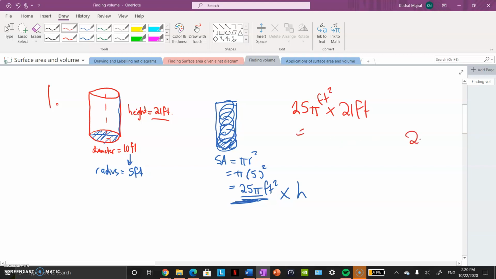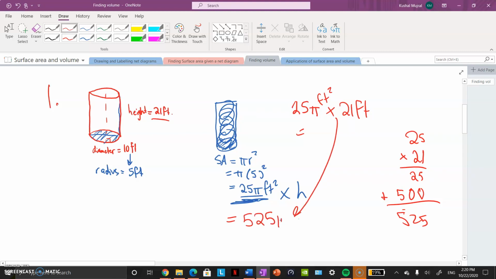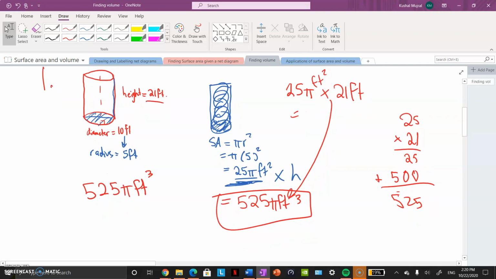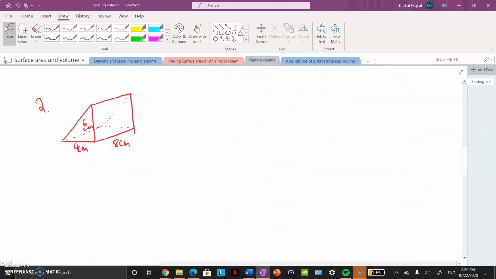So this becomes 25 multiplied by 21, which is 25 plus 500, which is 525. So this equals 525 pi feet cubed. Okay? Let me just rewrite that. 525 pi feet cubed. Okay? So, whenever we're talking about volume, we want our units to be in cubed. Okay? Let's go to the next question.